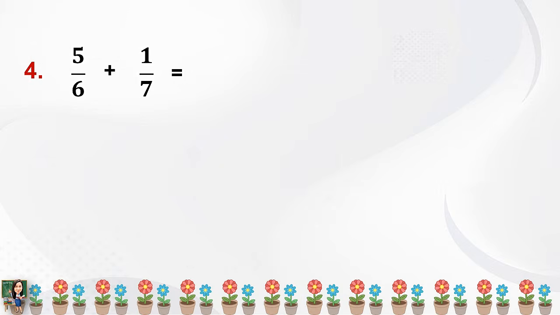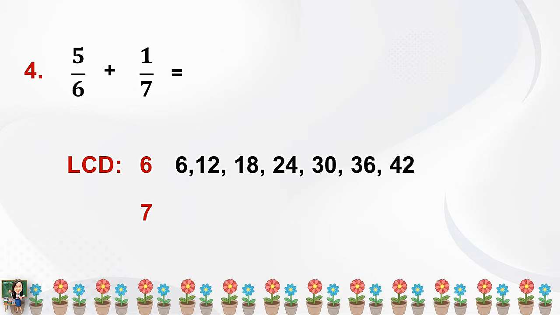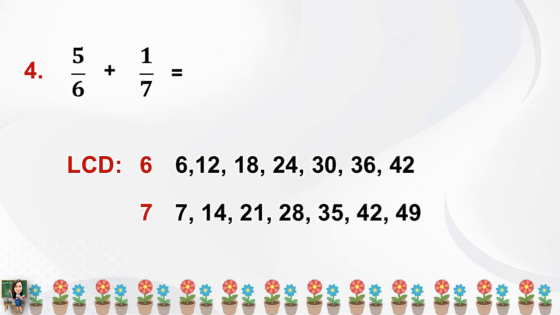Number 4. 5/6 plus 1/7. These are dissimilar fractions. Change them to similar fractions by getting the LCD of the denominators 6 and 7. The multiples of 6 are 6, 12, 18, 24, 30, 36, 42. The multiples of 7 are 7, 14, 21, 28, 35, 42, 49. There is now the least common denominator of 6 and 7. So the least common denominator is 42.